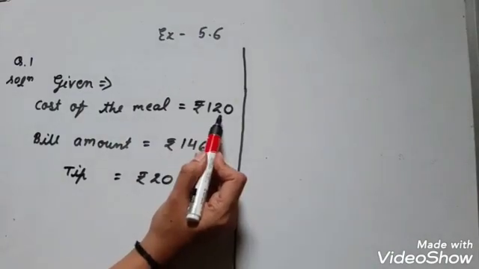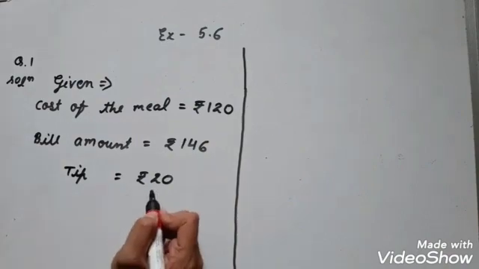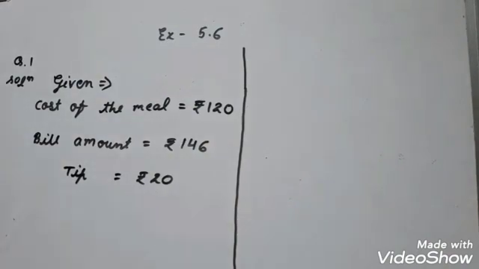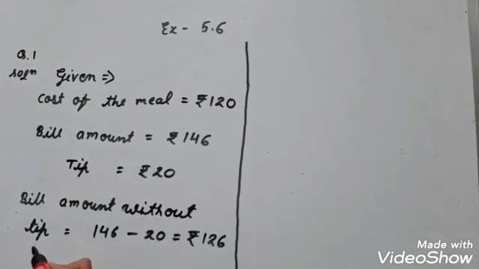In this 120, this tip and VAT is not included. Here we are finding bill amount without tip, because we want to find VAT, value added tax. So first of all we have to remove tip from this amount of bill. So 146 minus 20 means 126.